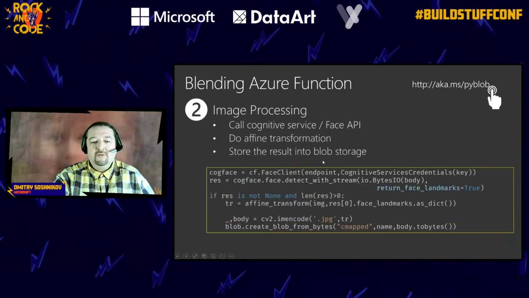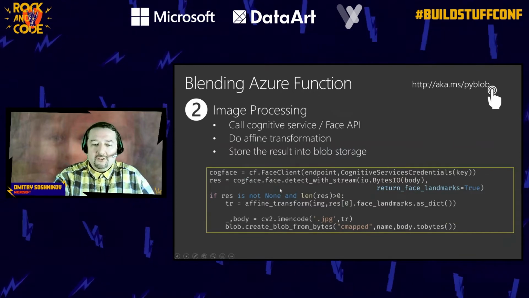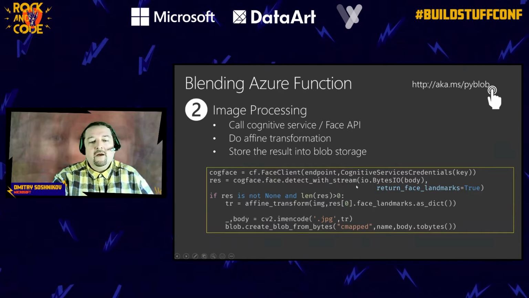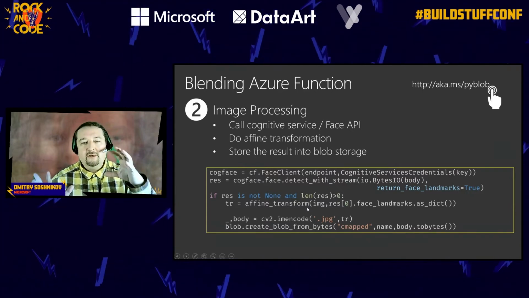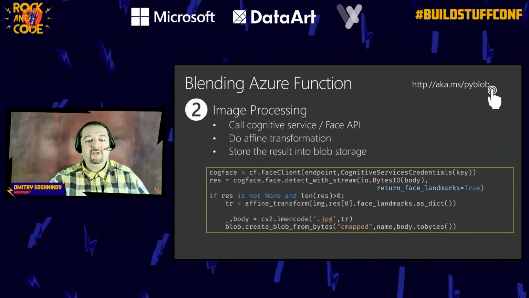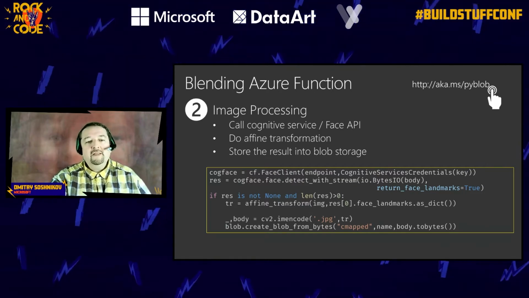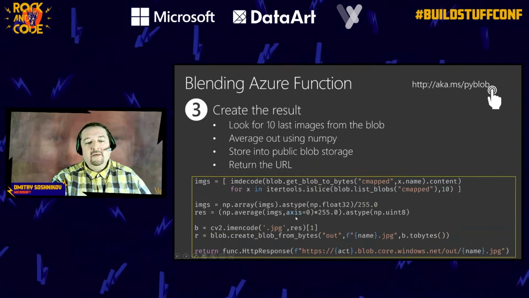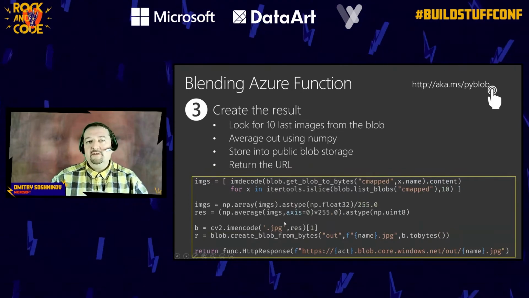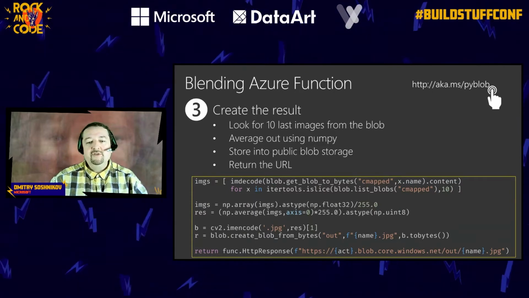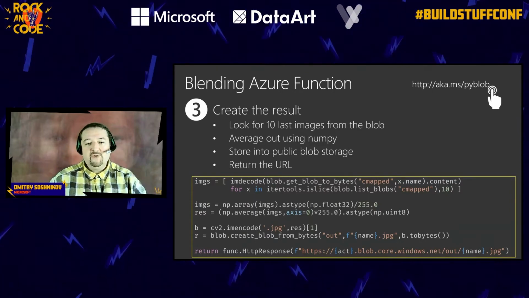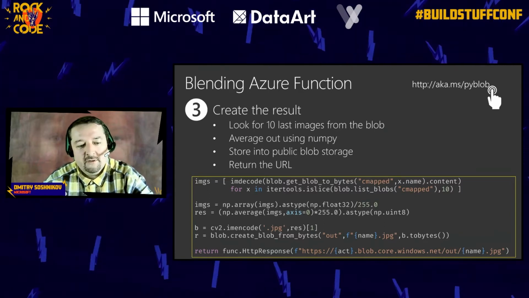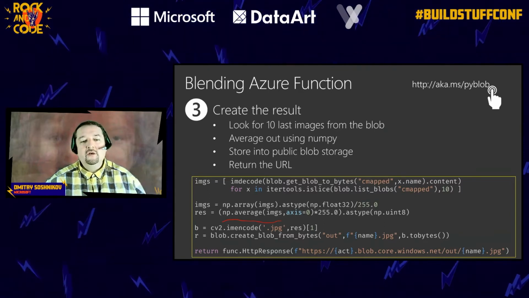Then I do the image processing. I call the cognitive service. You see the detect with stream is a similar function to what I have shown you earlier. And I do an affine transformation, and I store the manipulated, rotated image into another blob storage. And finally, I take the last 10 images here, and I blend them together. Blending images together in Python is a pure joy, because you just have the images as NumPy multidimensional arrays, and you just call one function called average to create the blended version of all pictures.